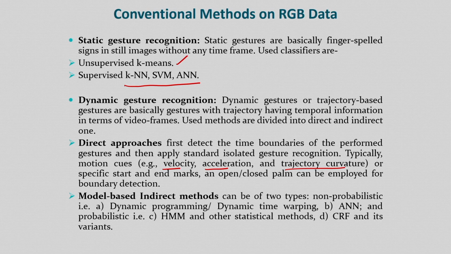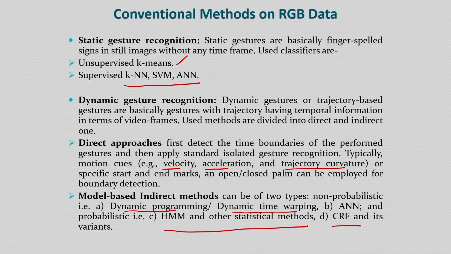So maybe we can consider some techniques like dynamic programming or dynamic time warping. This is a very popular algorithm for gesture recognition. Maybe we can consider artificial neural networks and the probabilistic framework. Maybe we can consider the Bayes classifier, or the hidden Markov model, or other statistical methods. And maybe we can consider CRF, the conditional random field. That is also very important. You can see the research paper on conditional random field. So by using the CRF also we can recognize gestures.